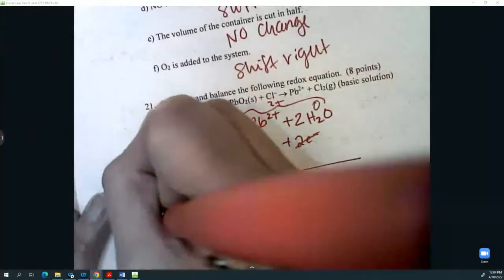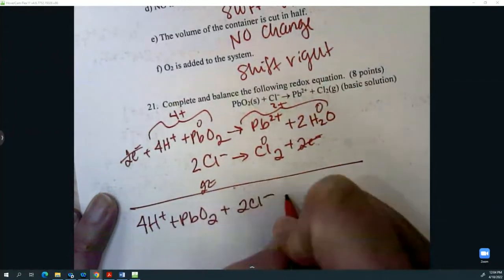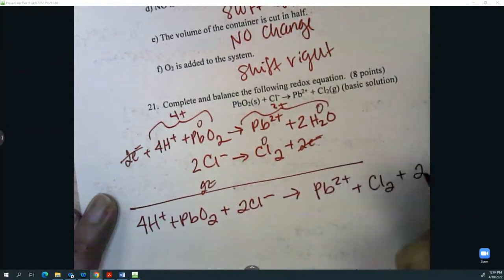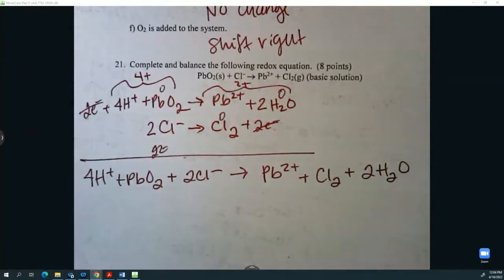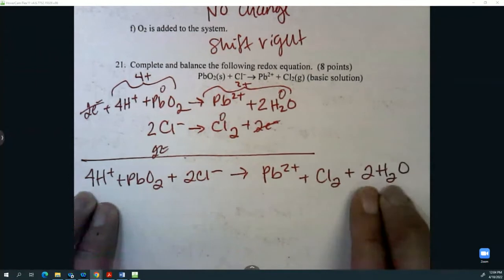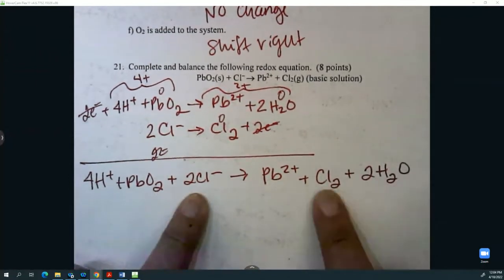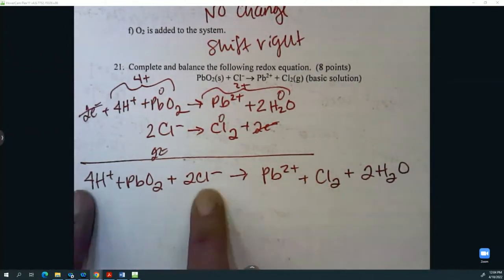Okay, this is in acidic solution right now. Before I switch it to basic solution, I want to make sure it's balanced. I don't want to bother going any further if I made a mistake. So I want to check my elements. I've got 4 hydrogen, 1 lead, 2 oxygen, 2 oxygen, 2 chlorine, 2 chlorine. So that's all good.